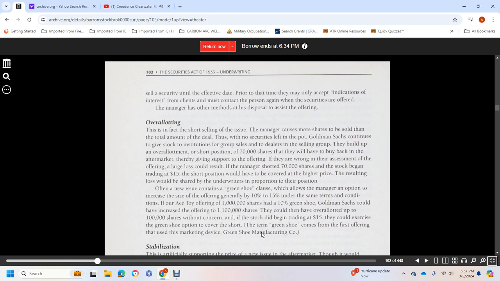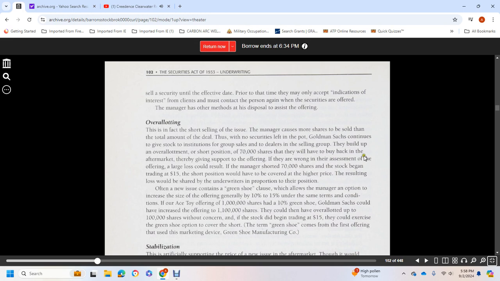Over-allotting is a form of short selling. The manager causes more shares to be sold than the total amount of the deal. Thus, no security is left in the pot. Goldman Sachs continues to give stock to the institutional group sales and the dealer's selling group. They build up an over-allotment, a short position of 70,000 shares that will have to be bought back in the aftermarket, thereby giving support to the offering.